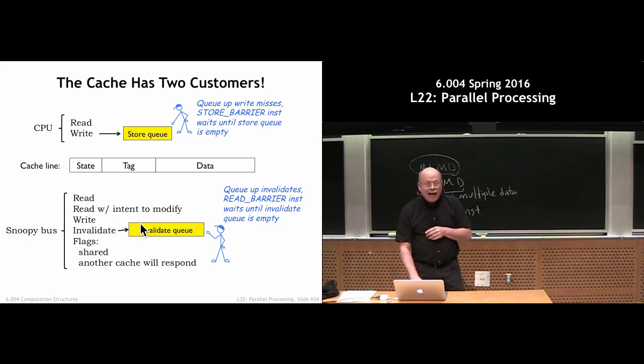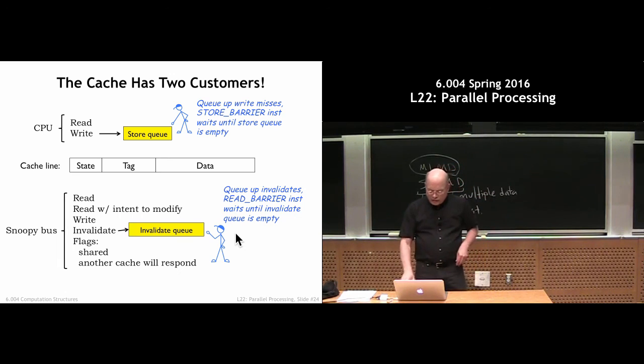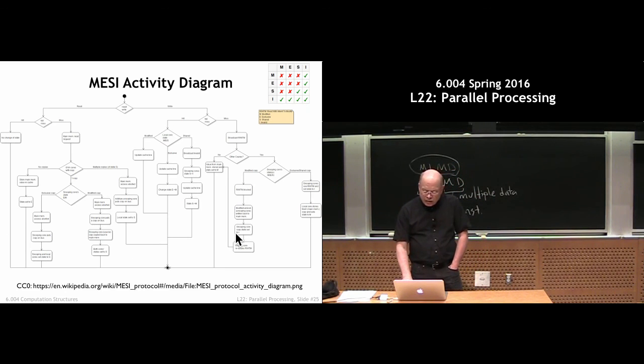And the same thing with invalidates from the bus. It might take a few cycles before the invalidate actually happens. And then we have special instructions that tell us, okay, I want to make sure everything that I've asked to have happened has happened, so I'm going to stop here and let's start me running again when the queues are empty. So, the so-called memory barrier instructions.